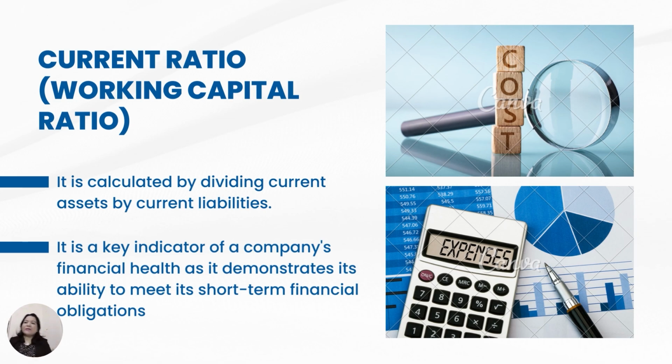A healthy working capital ratio is typically between 1.5 and 2.0. This means that a company has 1.5 to 2 times as many current assets as current liabilities. A higher ratio indicates that the company has a strong liquidity position, while a lower ratio suggests the company may have difficulty meeting its short-term obligations.